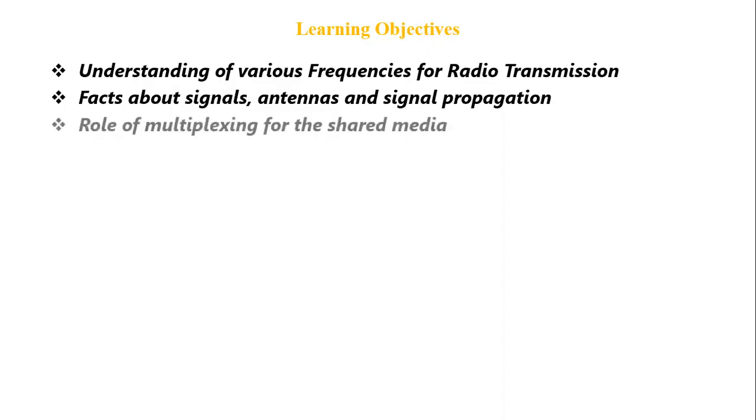They will be able to know the facts about signals, antennas, and signal propagation. They will also understand the role of multiplexing in wireless communication, because in wireless communication the media is a shared media. The media is air, the open space. So here we need some multiplexing techniques for transmitting the signals without any interference.